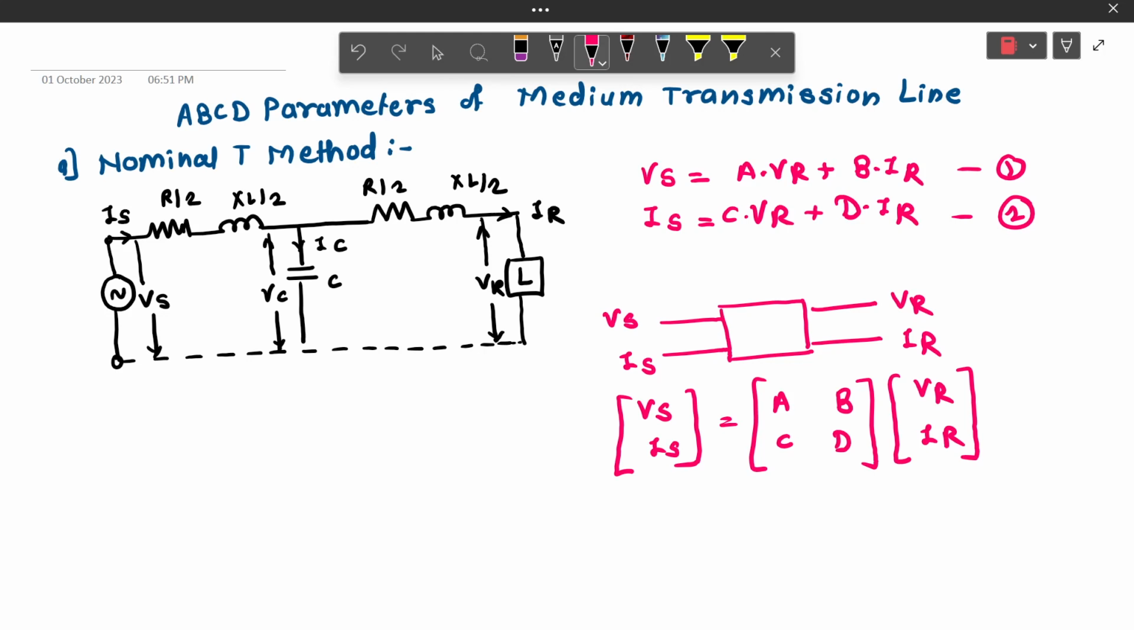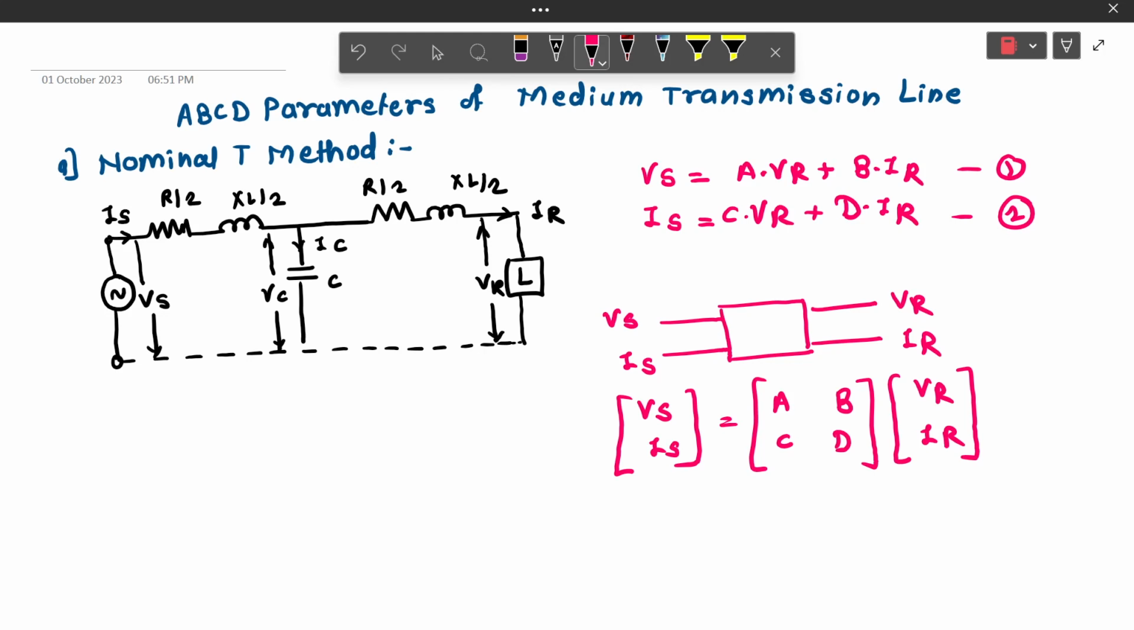Using this matrix, we can write equation 1 and 2. As if we get the values of A, B, C, D, and if we know the value of Vr and Ir, we can easily calculate the value of Vs and Is to determine performance of transmission lines. Hence, using this method, we are calculating the values of ABCD for given circuit.